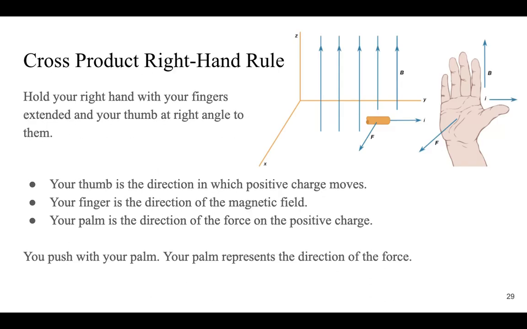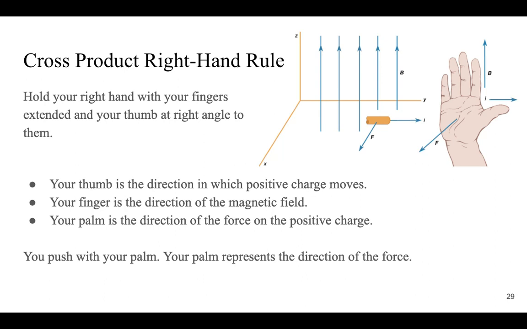So you can look at it again this way. If you hold your right hand in front of your face so that your palm is facing you and your fingers are pointing up and your thumb is pointing to the right, your thumb is the direction in which positive charge moves. People have different ways of stating these rules, and some of them I think are terrible. I will always try to make your thumb the direction of the current, or the direction in which positive charge moves. Your fingers are the direction in which the magnetic field goes.